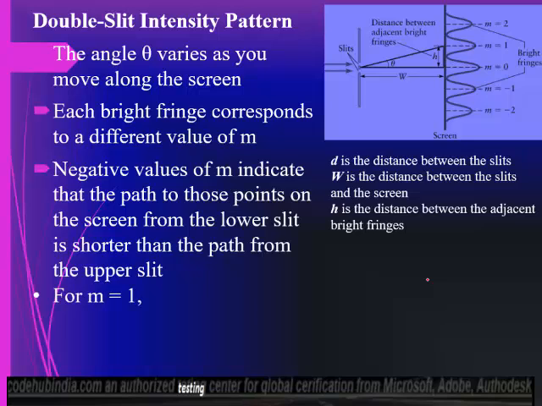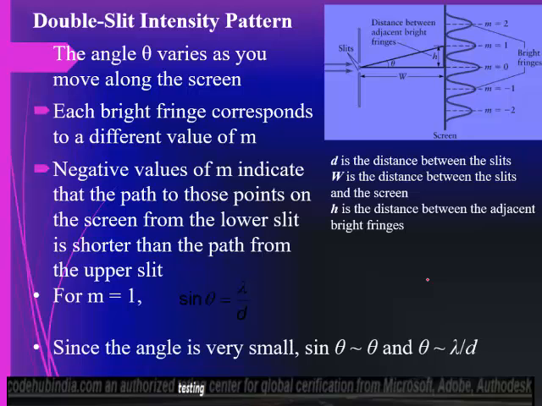For m equal to 1, sin theta equals lambda by d. And since the angle is very small, we can say sin theta equals theta, and theta equals lambda by d. So between m equal to 0 and m equal to 1, h is equal to W tan theta.